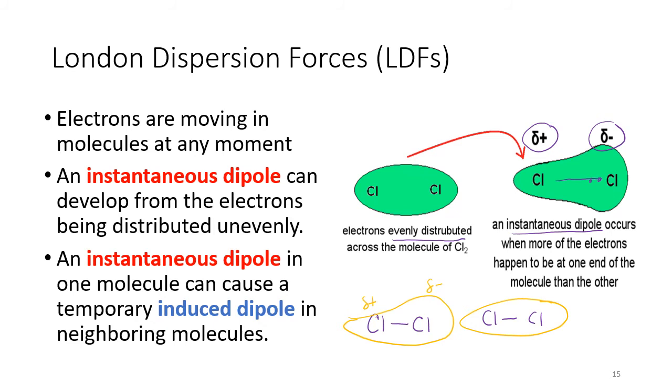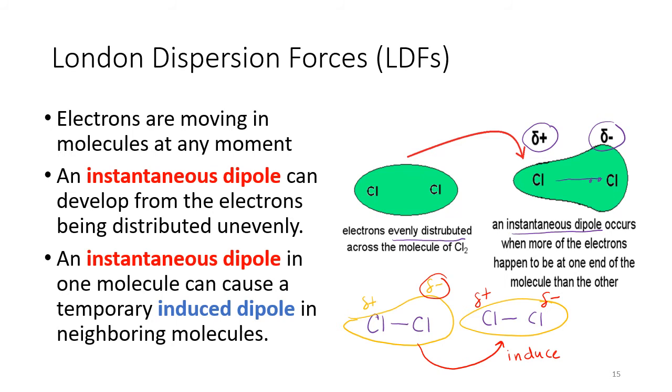Well, that negative charge on the right-hand side is going to cause the neighboring molecule to develop a partial positive on the left-hand side, which would then cause the other chlorine in that molecule to develop another partial negative charge. So this instantaneous dipole will induce a dipole in the neighboring molecule. Therefore, in a sample of chlorine gas, we'll end up having many instantaneous and induced dipoles throughout.